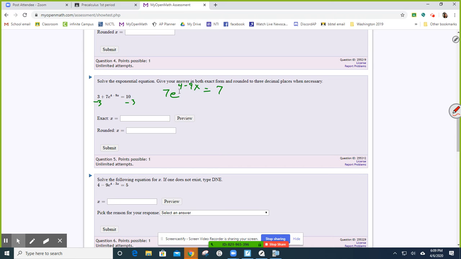Then I'm going to have to get rid of the coefficient up front. So then I'm going to end up with e^(4 minus 9x) equals 1. Now, once you get the e term, whatever it is, by itself, we've got to get the stuff that's up in the exponent down front. So we are going to take the natural log of both sides. Natural log and e undo each other. So now I've got 4 minus 9x equals the ln of 1. I'm going to subtract 4 from both sides.